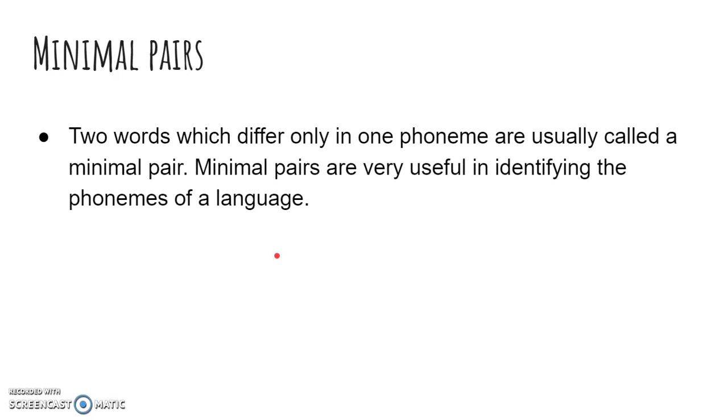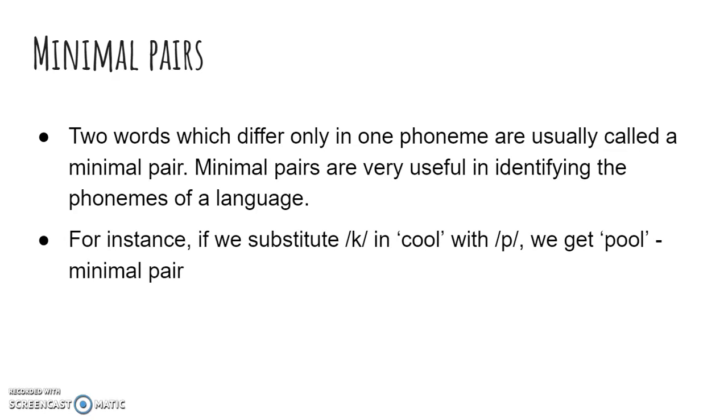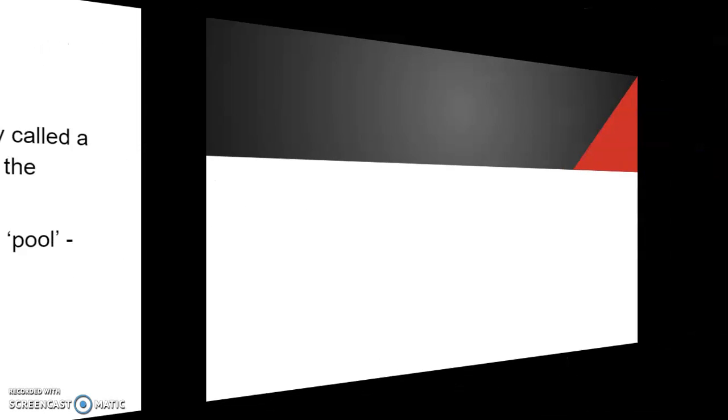Minimal pairs are two words which differ only in one phoneme. Minimal pairs are very useful in identifying the phonemes of a language. For instance, if we substitute k in cool with p, we get pool, which is an example for again what? A minimal pair. So that is briefly about minimal pair. Hope it's understood for you. Hope it's clear for you.